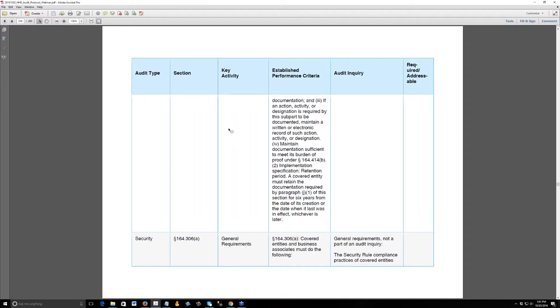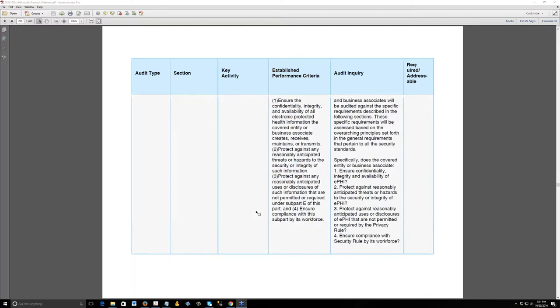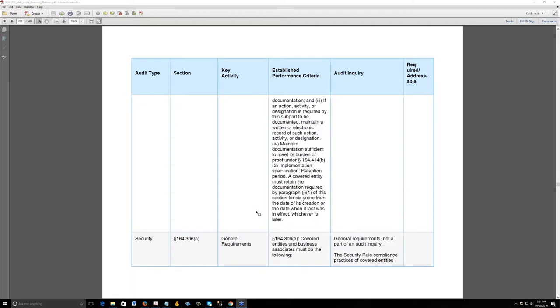So let me ask this. Somebody said early on, I know it was really early, like at 2 o'clock, they wanted to talk about the security rule. The security rule is a monster. What about the security rule do you want to talk about? Okay, let's do this. 164.306 is the general principles.